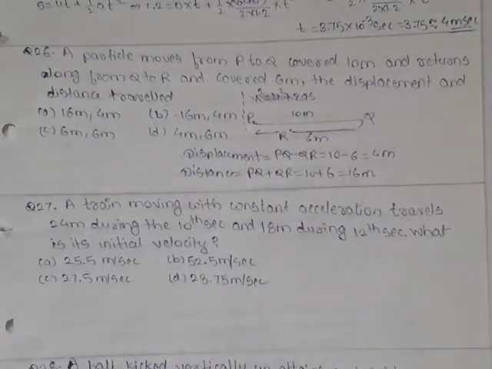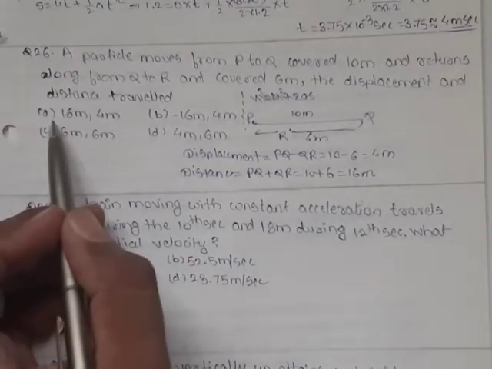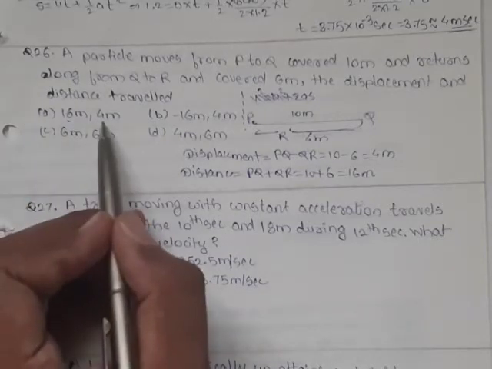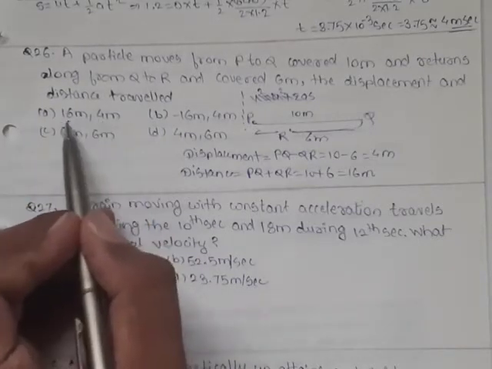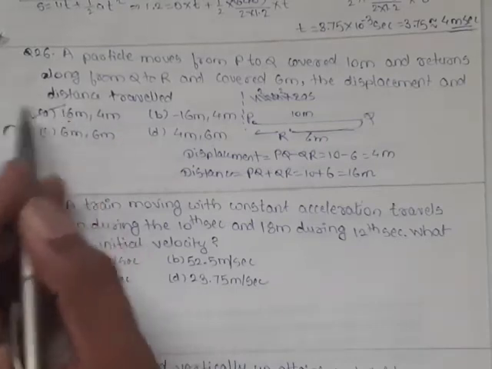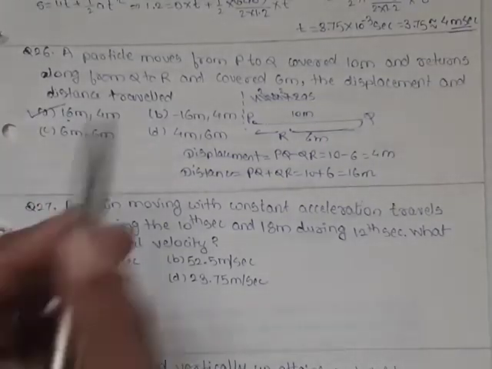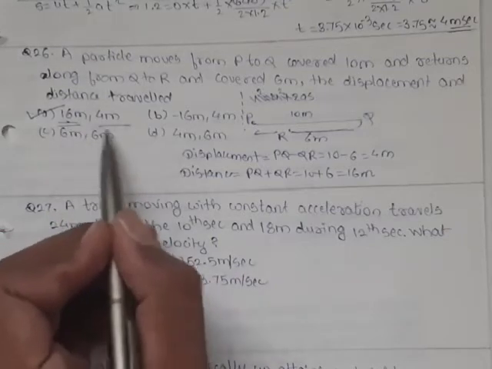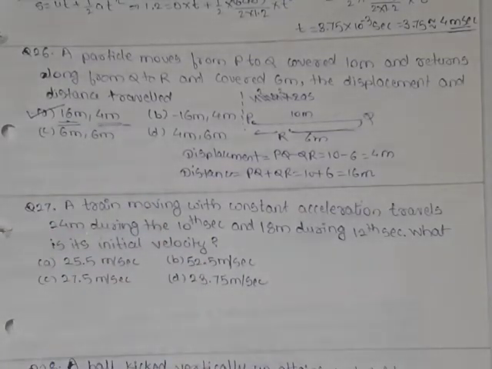So out of the 4 options for question 26, displacement is 4 meter and distance traveled is 16 meter. So option A is correct. This is distance and this is displacement.